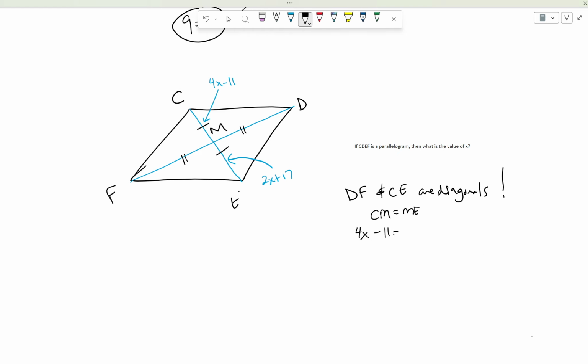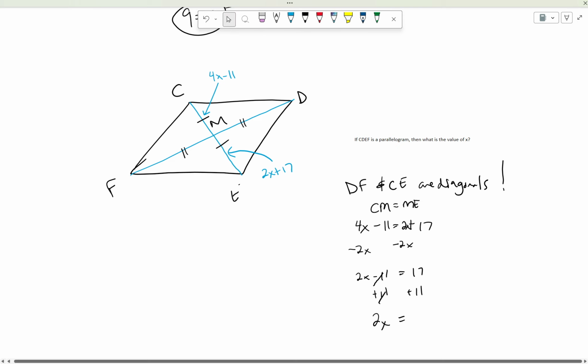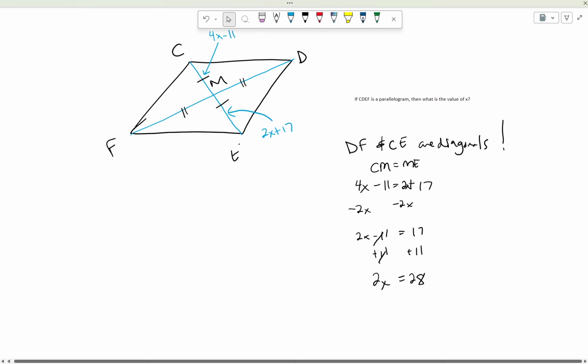4x minus 11 is equal to 2x plus 17. Subtract 2x from both sides: 2x minus 11 equals 17. Add 11 to both sides: 2x is equal to 17 plus 11, which is 28. So x is 14. All right.